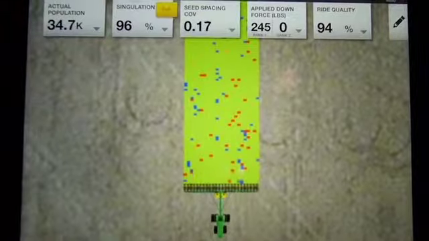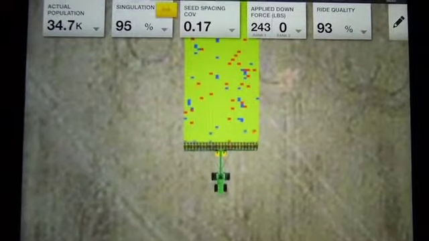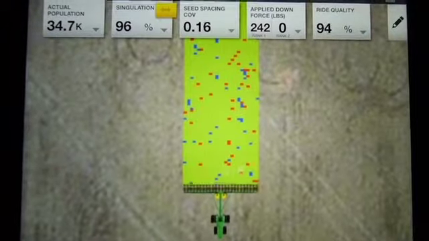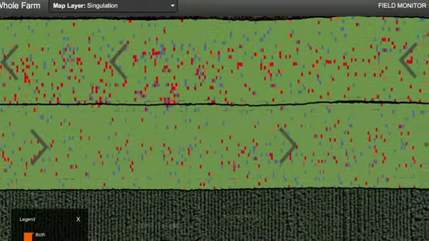I'd actually had some trouble with singulation, and I didn't really know what the cause was, and so we were getting about 97% singulation. To try to help solve the issue, I went out there and I changed the singulators, and so I just changed half the planter to see if I could see a difference. With that setting on that monitor, you could see the difference.